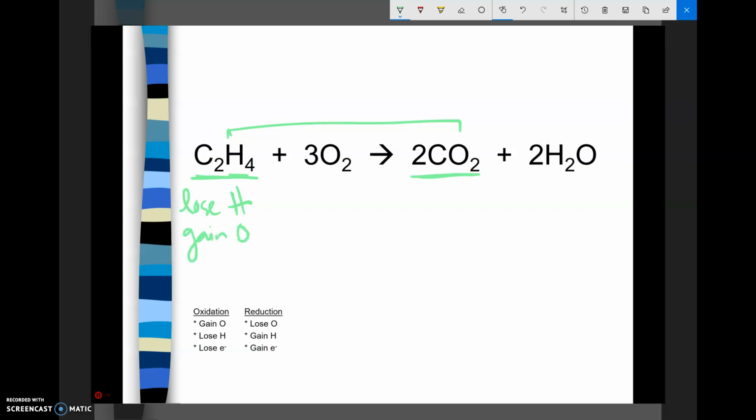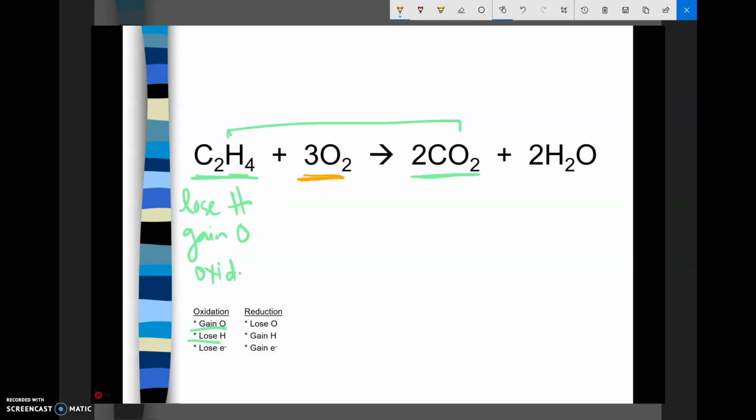Sometimes more than one viewpoint will occur, and they should always complement each other. So let's look at this. If we've gained oxygen and lost hydrogen, those are both viewpoints of oxidation. So we're going to say that the C2H4 is oxidized.